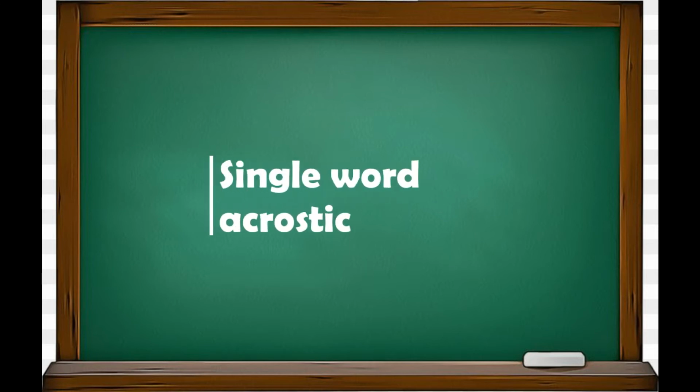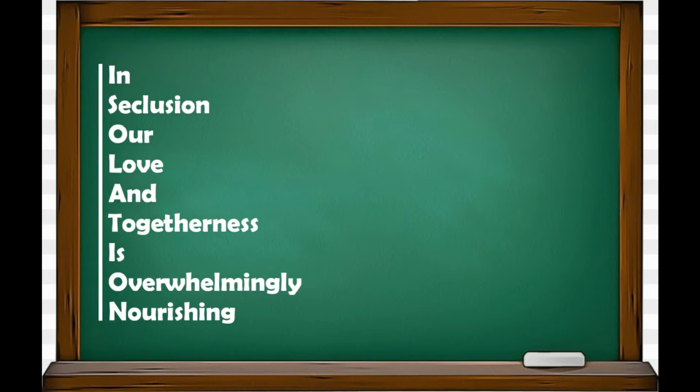The first being a single word acrostic. This is when there is one word on each line used to create an overall sentence. Here is one that I've made to show you using the word isolation. In seclusion, our love and togetherness is overwhelmingly nourishing.